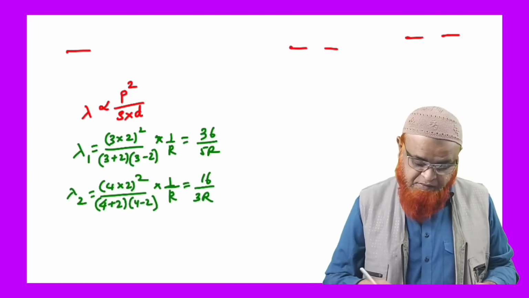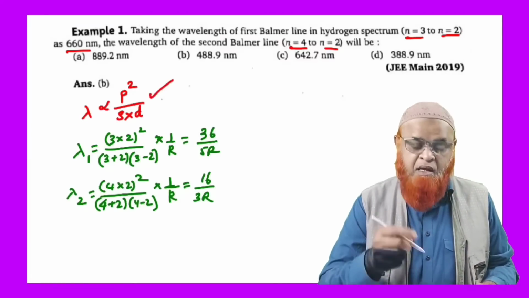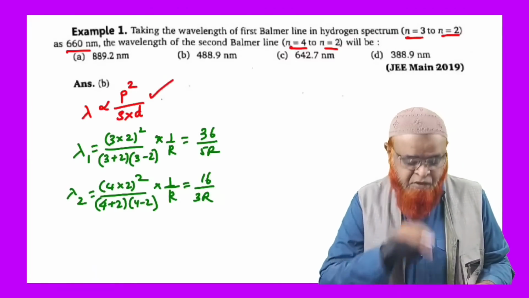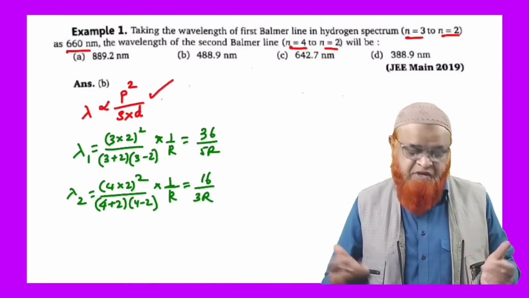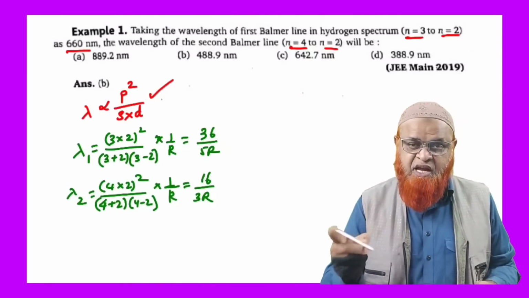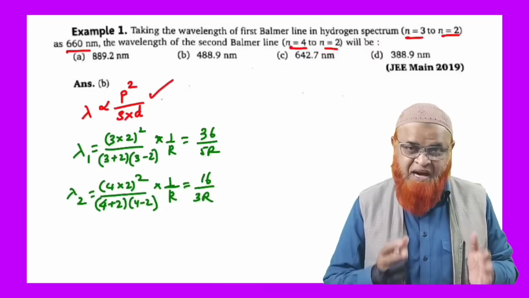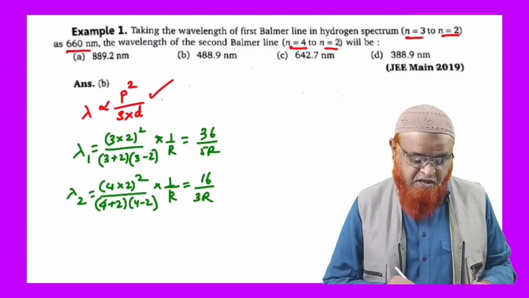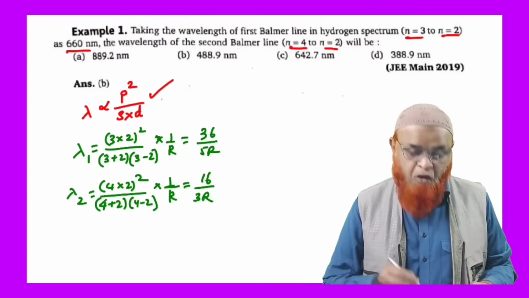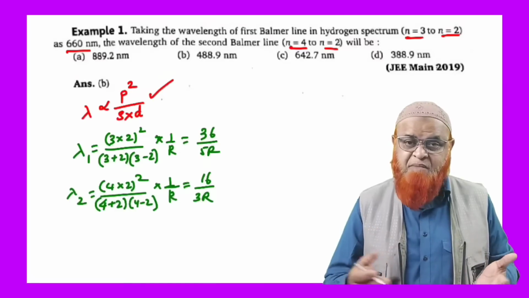So if you observe this here, lambda is directly proportional to p square by s into d. S means sum, d means difference. So I have taken n equal to 3, n equal to 2. Here I have written 3 into 2 whole square by sum, that is 3 plus 2, into 3 minus 2. And for the other wavelength also I have taken 4 into 2 whole square by 4 plus 2 into 4 minus 2, that is sum and difference.